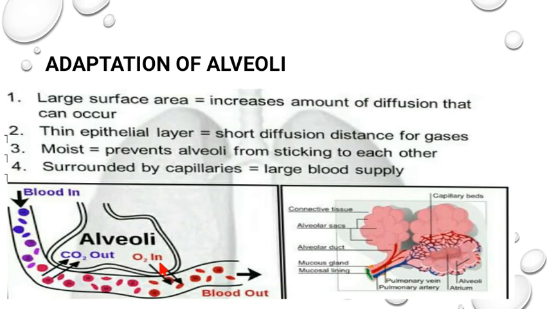Also, from the blood capillaries, some of the fluid from the blood comes out of the blood capillaries due to high blood pressure, and forms a film of moisture around alveoli. So this film of moisture is very important because it prevents alveoli from sticking to each other, and also gases dissolve in this moisture and can be easily diffused. Alveoli are surrounded by capillaries, so it means a large blood supply.